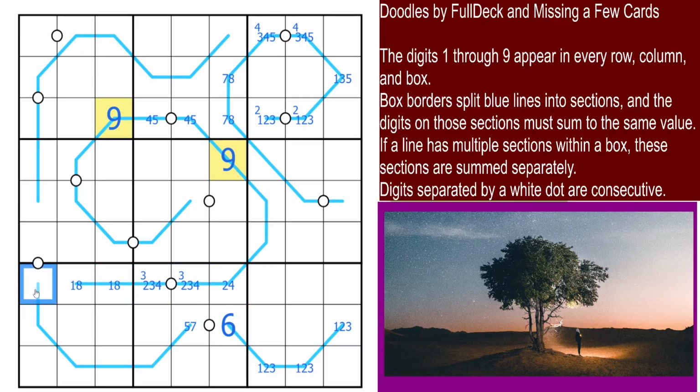This digit now must be 5, 6, 7, right? 1, 2, 3, 4, 5, 6, 7, 8. Or could be 9 also. 5, 6, 7, 9. Okay. Now 2, 3, 4, 5.